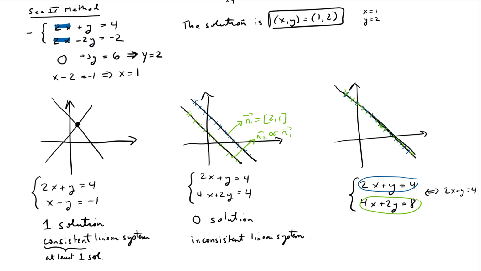So here I've got infinitely many solutions. Sometimes I'll just write this for infinitely many solutions. And I've got, of course, a consistent linear system because there's at least one solution. So those are, you'll agree, the three possible cases when I have two lines.